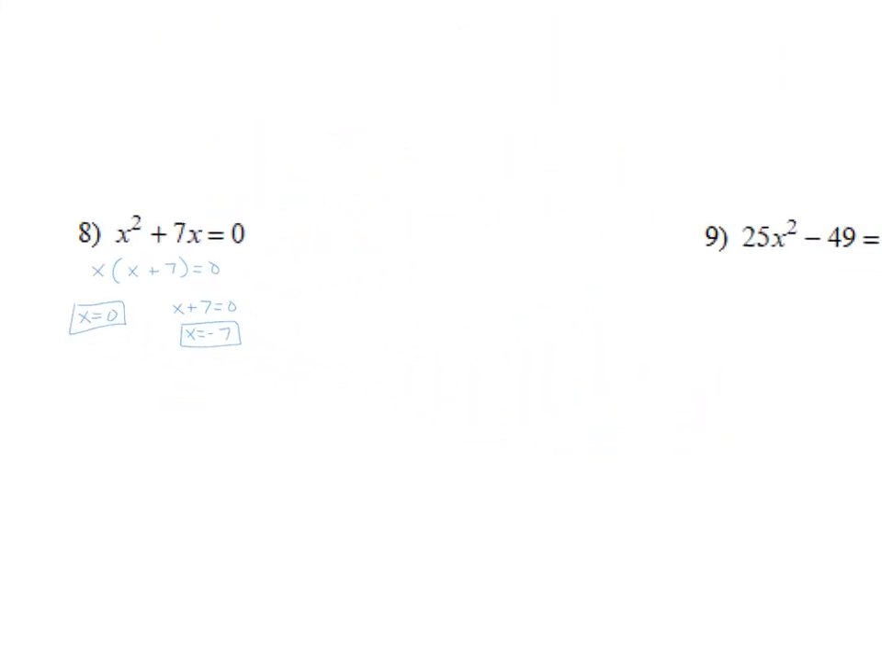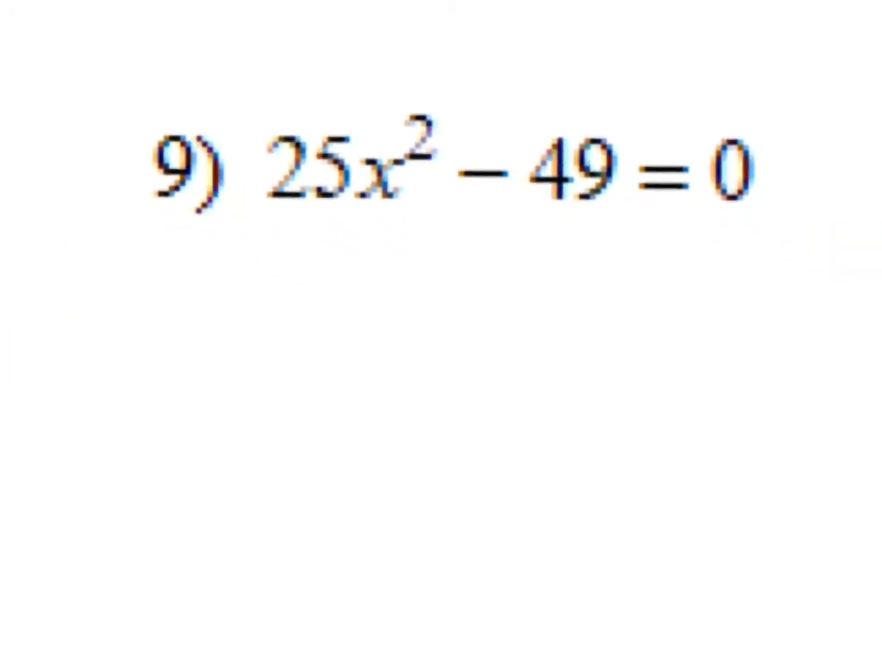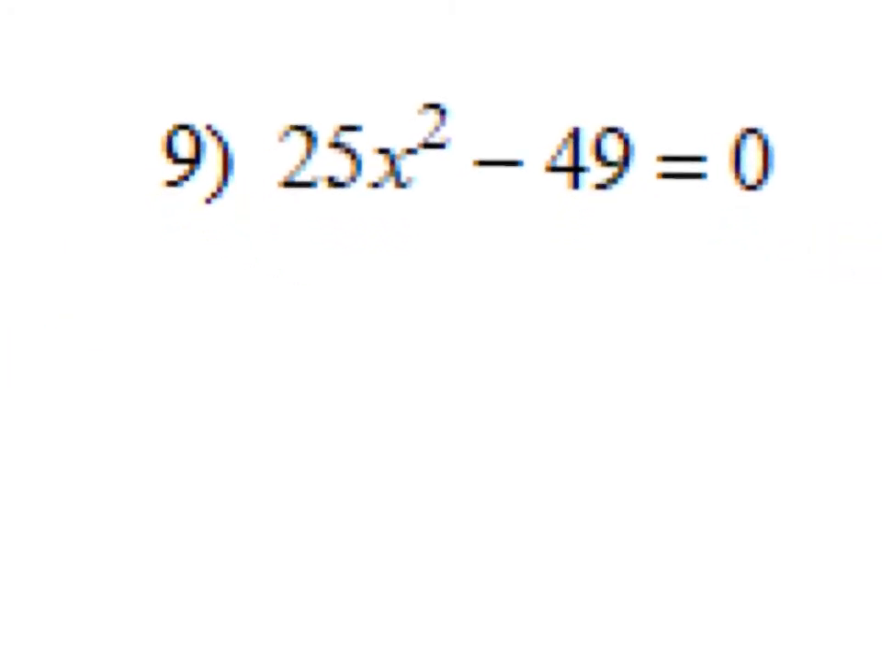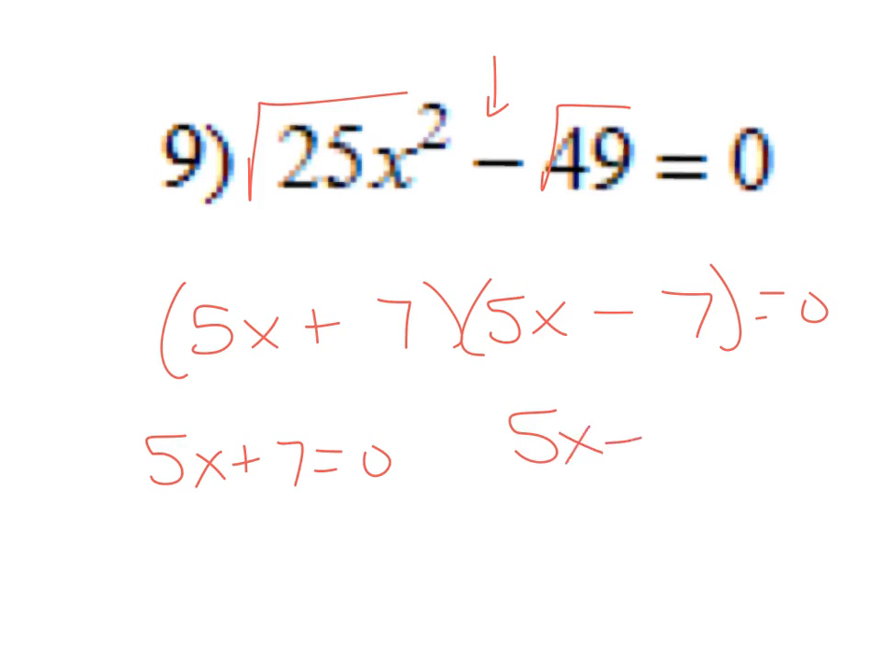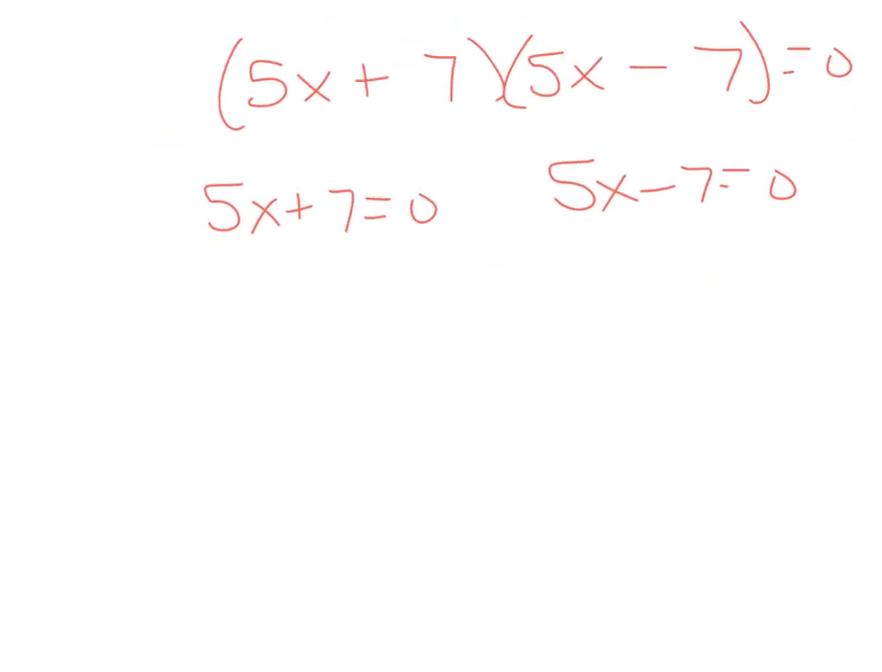Okay, and on the last one here, this is already set equal to 0. Now this is a difference of squares. I have subtraction, I can square root, and there is no GCF. All right, so the square root of 25 is 5. I got a plus minus in the middle, and the square root of 49 is 7. So I've got 5x plus 7 equal to 0, and 5x minus 7 equal to 0.